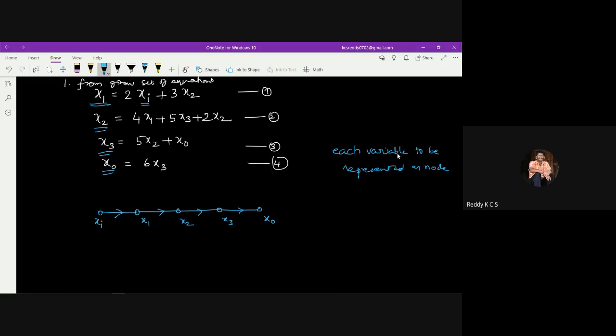So x1 is obtained from xi and x2. Here, from xi, whatever the coefficient is, that coefficient is nothing but the branch gain, or we can call it the branch transfer function, and 3 is also the branch transfer function for the x2 branch. So likewise we need to represent what the branch gain from xi is.